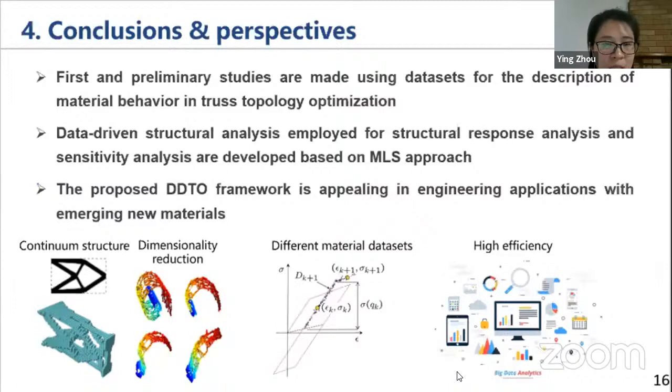Thank you. All right. The second question is, did you compare other metrics, such as computational time, of standard topology optimization and your data-driven work?